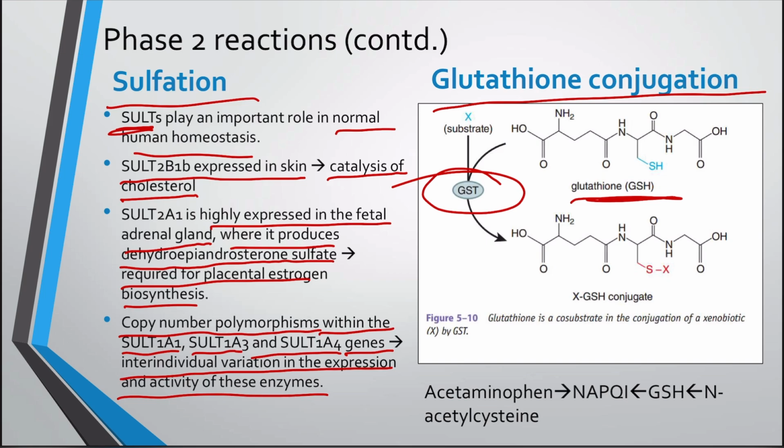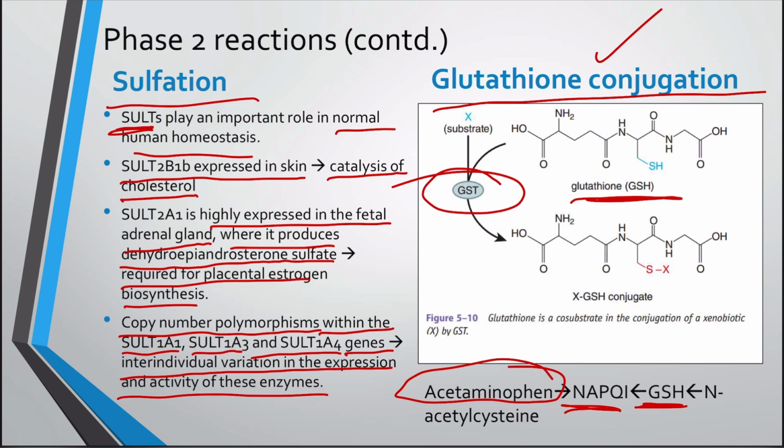glutathione conjugate. One drug which is very important and needs to be remembered in glutathione conjugation is the example of paracetamol, that is acetaminophen. Acetaminophen is converted to its toxic metabolite, that is NAPQI, N-acetyl-p-benzoquinone imine. NAPQI is conjugated with the help of glutathione, as you can see here. In case of normal dosing of acetaminophen, it is easily managed, that is the toxic metabolite is easily conjugated with the help of glutathione, and finally it leads to the excretion of that toxic metabolite.